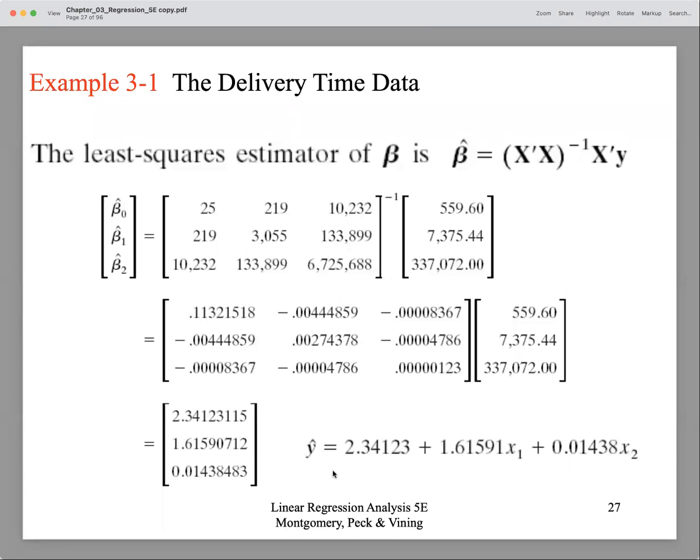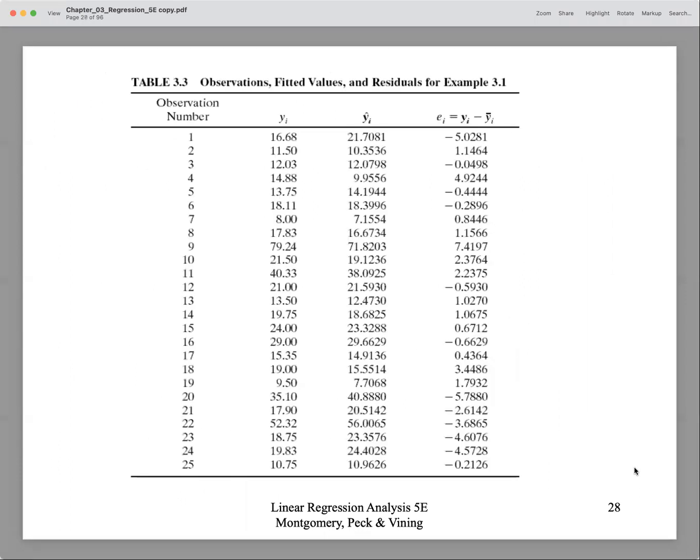Now, once we have the fitted model, we can plug in the observed values for x1 and x2 for each observation to get the corresponding fitted value or predicted value for that observation. And so you can see here that for the first observation, the observed value for y was 16.68. Plugging in the values of x1 and x2 for that observation into this model, we get a predicted or fitted value of y of 21.7081. So you can see that those two are not equal, are they? We probably wouldn't expect them to be. We would expect the predicted value to be a little off of that, hopefully not too far.